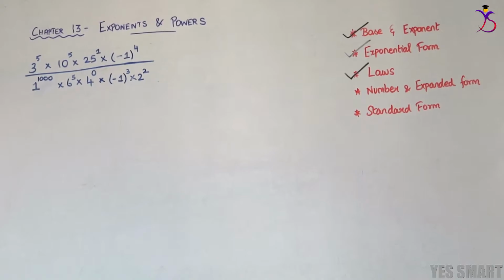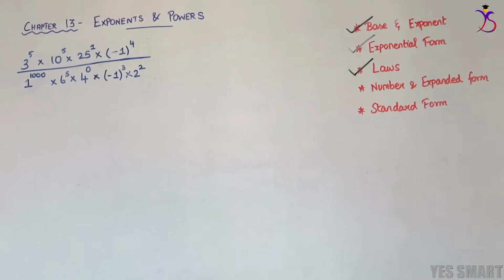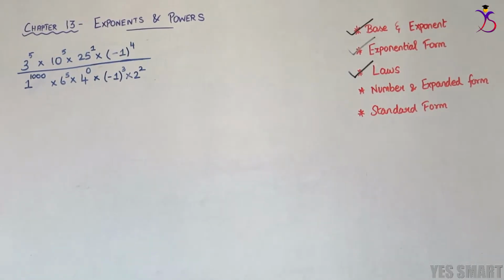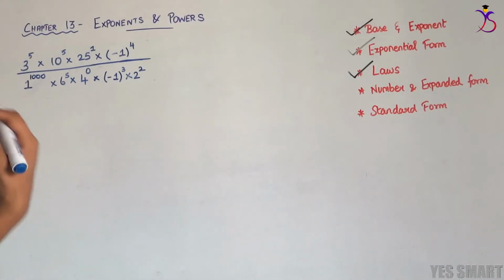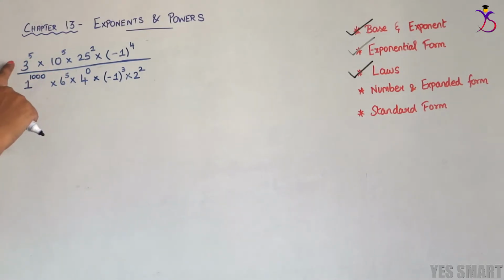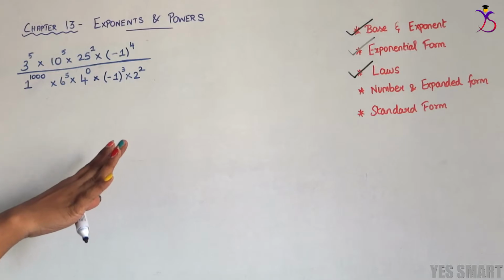Now let's look into a few examples. 3 power 5 into 10 power 5 into 25 power 1 into (minus 1) the whole power 4 divided by 1 power 1000 into 6 power 5 into 4 power 0 into (minus 1) the whole power 3 into 2 power 2. So in order to solve this, the thumb rule is the base has to be a prime number. If it is not a prime number, we have to convert it into prime numbers.